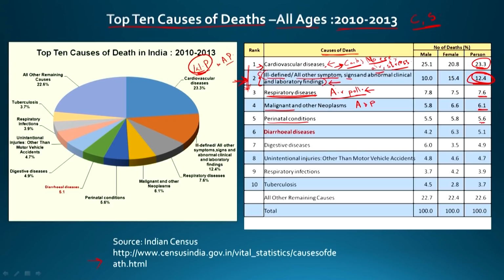Perinatal conditions, I guess 5.6, we are not really looking at that in great detail now. And more importantly, in the context of this particular section of the course, we have diarrheal diseases. Again 5%, I guess, of the total deaths in India in this 3 or 4 year period is due to diarrheal diseases. The only reason is that you have the relevant pathogens in water, and people are drinking this water.